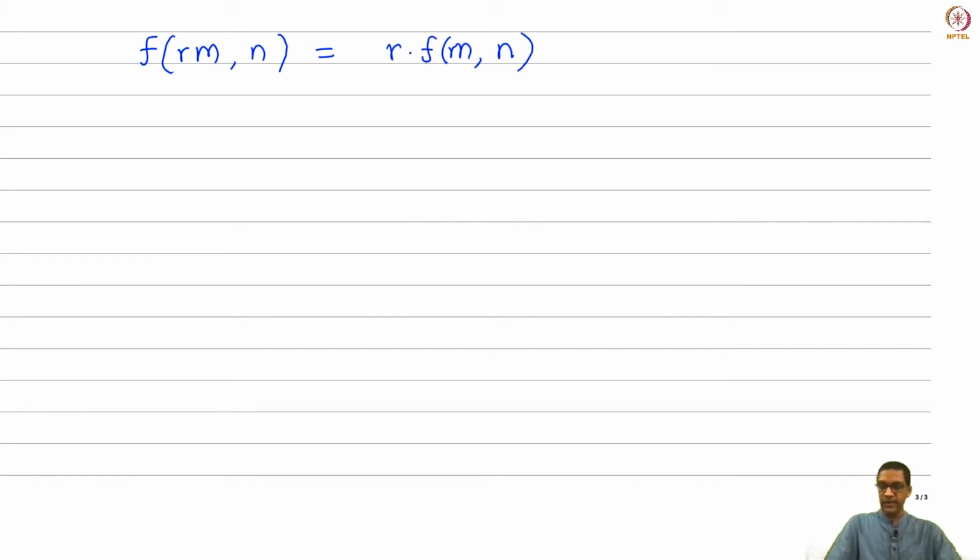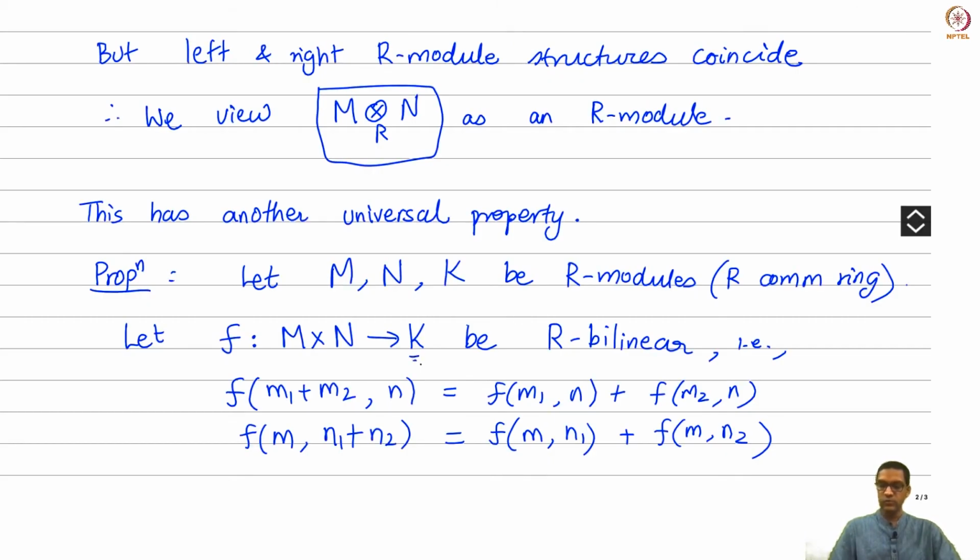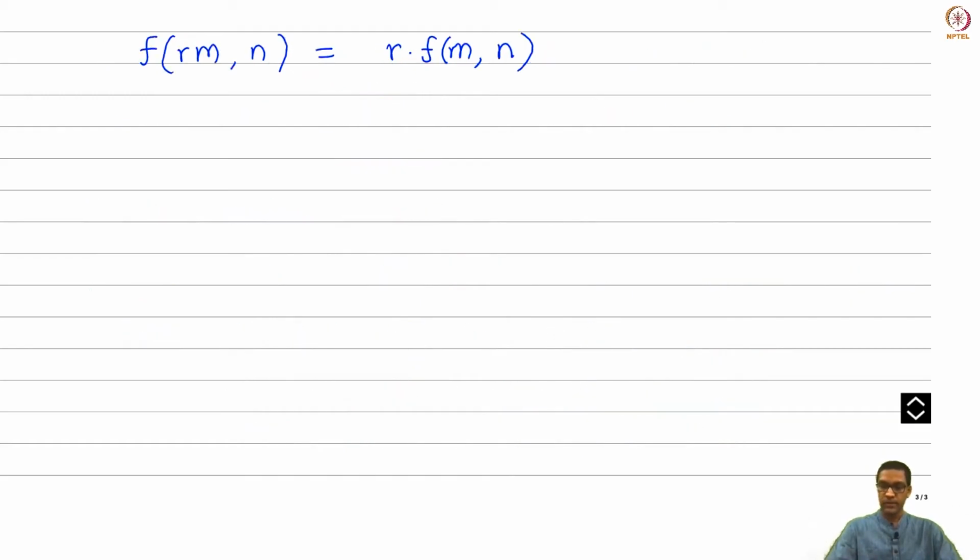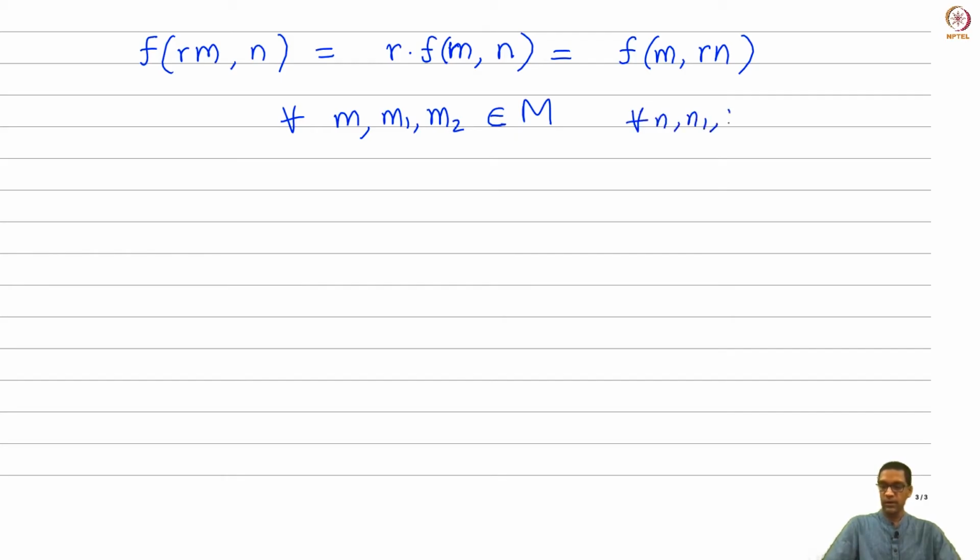Okay, so observe on the right hand side, what do I mean by pulling the R out? The right hand side f of Mn, recall, is an element of K here, right? It's going to the module K, and K is an R module. So there I know what scalar multiplication means. So f of Rmn is R times f of Mn, and this should also be the same as f of M comma Rn. Now I want this to be true for all M, I also had M1, M2 on the previous page, for all N, N1, N2 in N, and for all scalars R from the ring R.